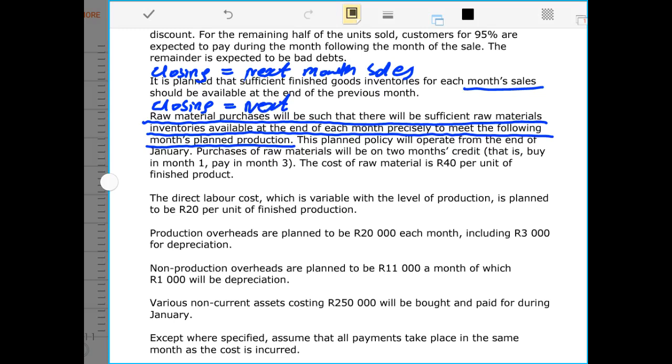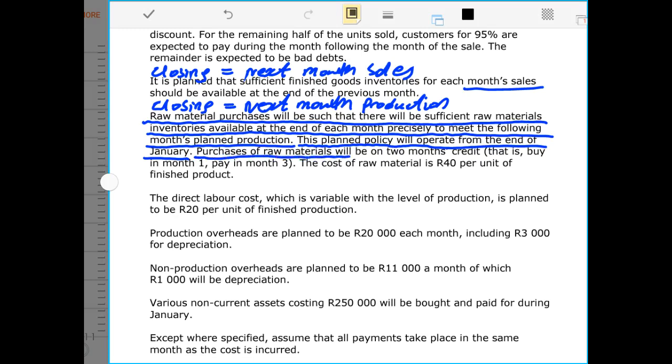So that is what this simply means. Closing is equal to next month's production. That means our closing should be equal to the production of next month. Then that means the production of next month is equal to closing stock of the previous month. It's the same thing, you can call it in reverse. This planned policy will operate from the end of January.